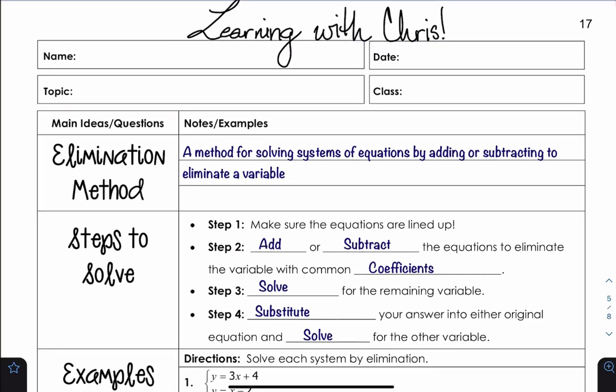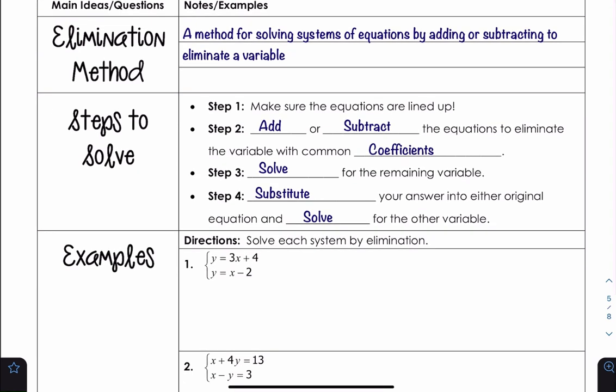Today's topic of discussion is the elimination method. The elimination method is a method for solving systems of equations by adding or subtracting to eliminate a variable. There are 4 steps to solve this type of problem.